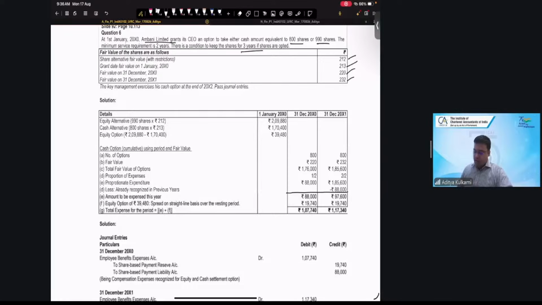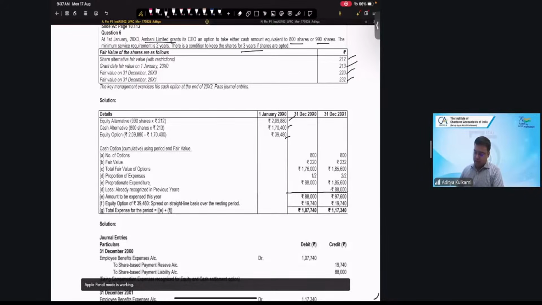So your equity alternative 990 into the restrictive value 2,09,880. Cash alternative 800 into 213 is 170,400. So your equity option is 39,480. Now, number of options 800, fair value at each reporting date 220, 232, total fair value 1,76,000 and 185,600.